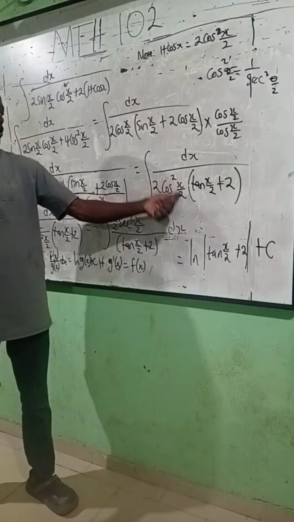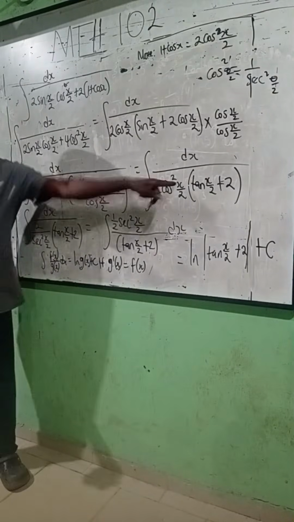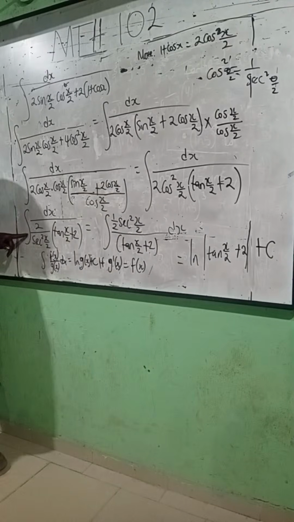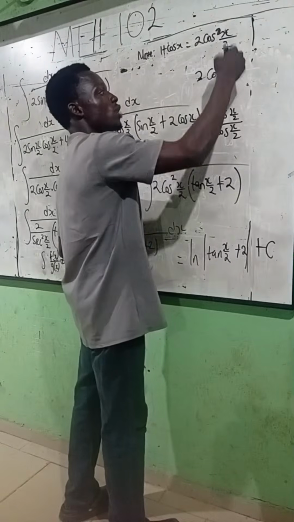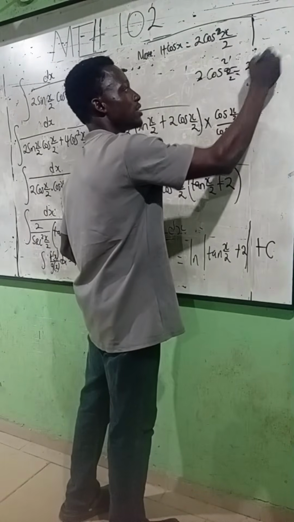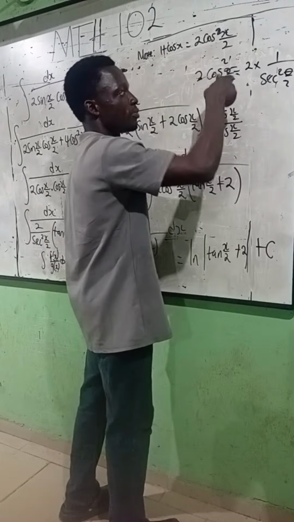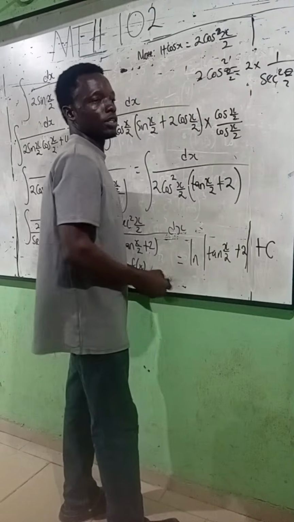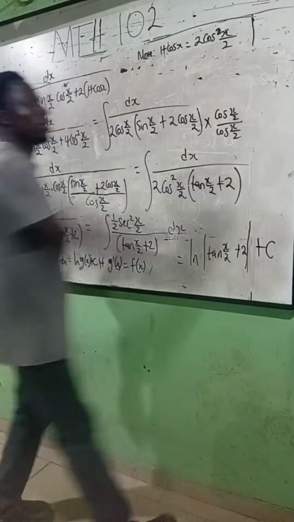So cos square x over 2 gives us 1 over sec square x over 2. But because you're having 2 times, this one will be 2 times. Now 2 cos square theta over 2 will give us 2 times 1 over sec square theta over 2. If 2 is multiplying, we also multiply here. So this will now be 2 over. That's how we have it.